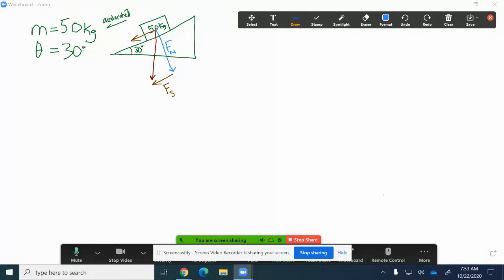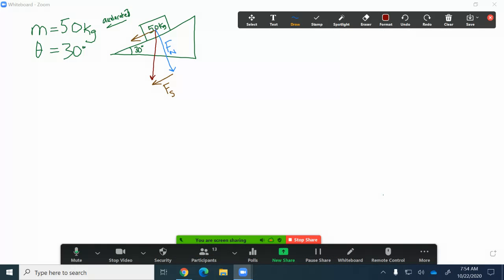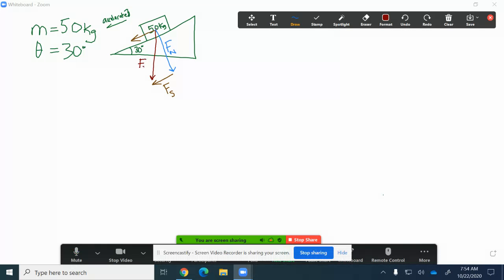So the first thing we have to do is, we got the force of gravity, right? The hypotenuse of this triangle is the force of gravity. So the first thing we can do is figure out the force of gravity. This is a right triangle, just so we remember. So the force of gravity on this 50 kilogram block equals the mass times the acceleration due to gravity. So the force of gravity equals 50 kilograms times 9.81.